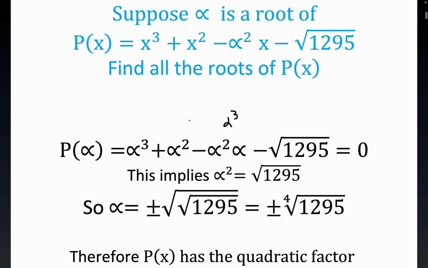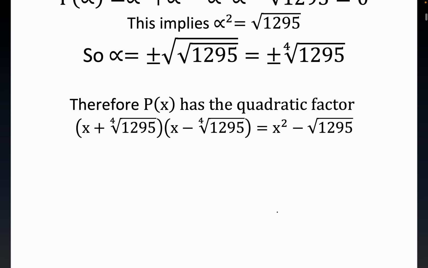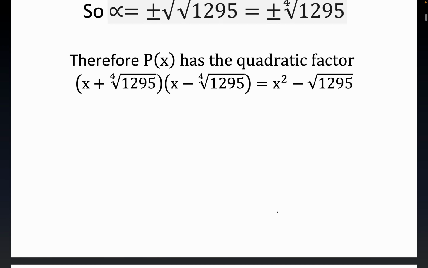So I'm going to bring this polynomial down and replace alpha squared with what it's equal to, and then see if we can do the long division. So what's going to happen right here? We'll have x squared minus the square root of 1295 as our divisor.